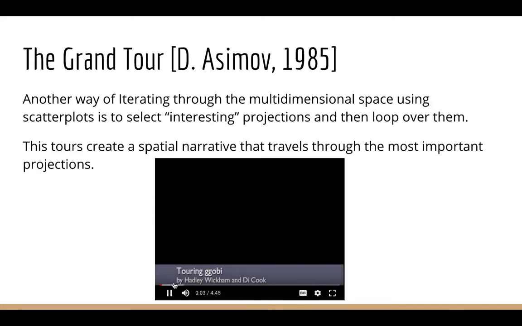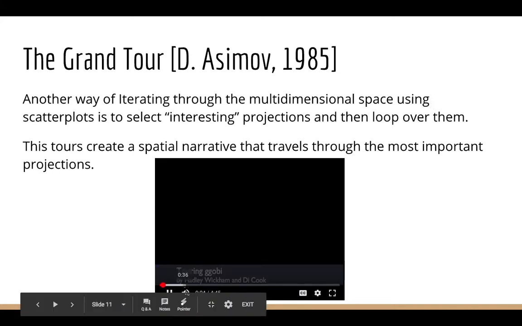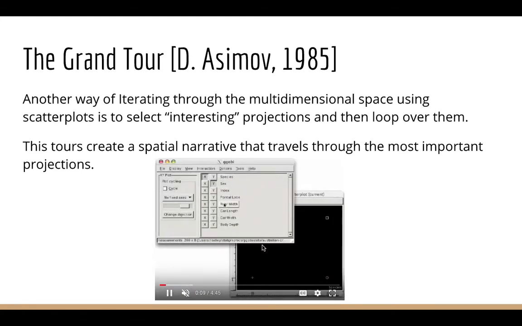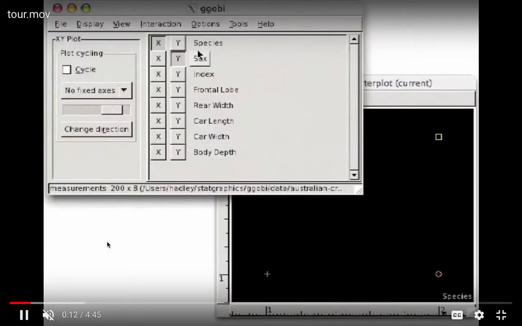I'm not going to play it with sound. I'm going to go over it, just playing a little bit of what's happening. Okay, so basically they are selecting different attributes there.